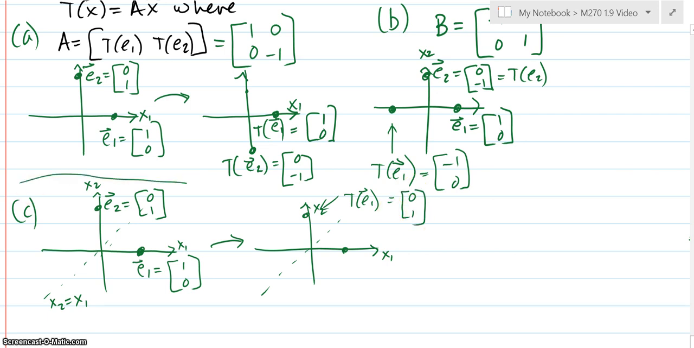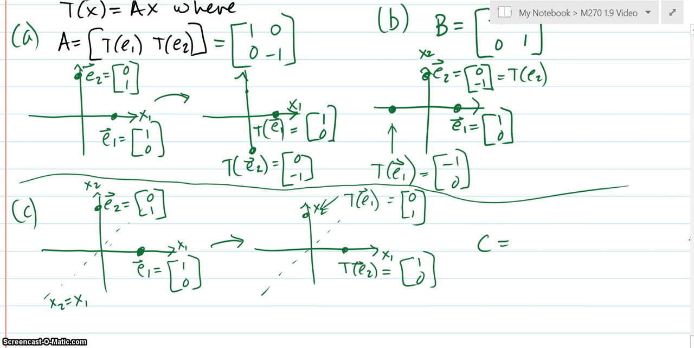Let me draw a line through there. Okay, and then this one is going to reflect there. So this is T of E2 now, and T of E2 is equal to 1, 0. So we'll call it C. So you start with 0, 1 and 1, 0.